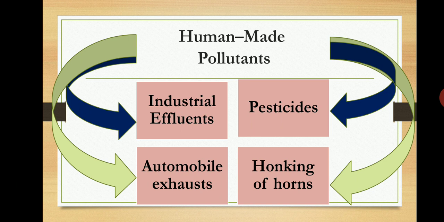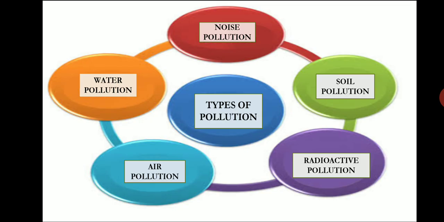So one last time, let's revise. Name some human made pollutants. Human made pollutants include industrial effluents, pesticides, automobile exhausts, honking of horns, okay. Automobile exhausts means fumes, okay. So one more time, repeat with me. Human made pollutants include industrial effluents, pesticides, automobile exhausts, honking of horns, okay.